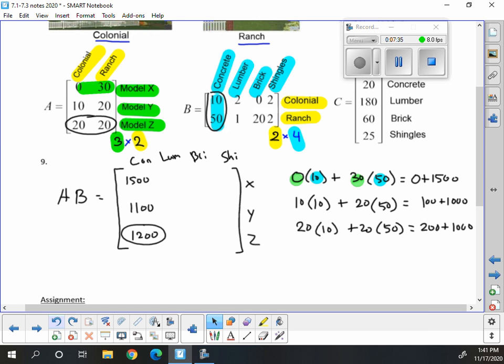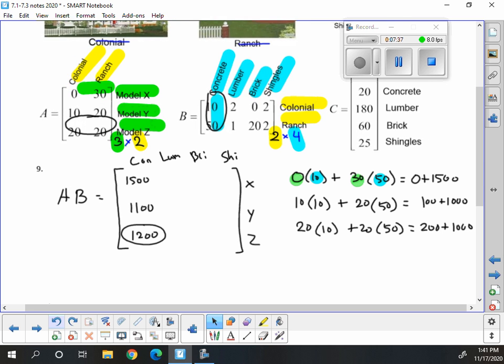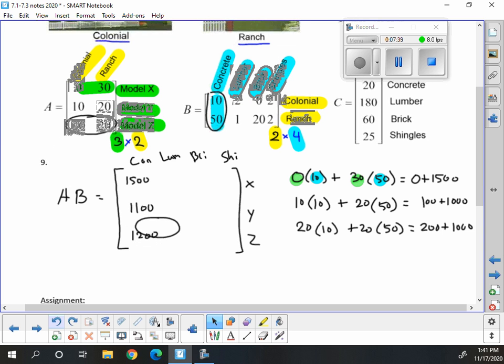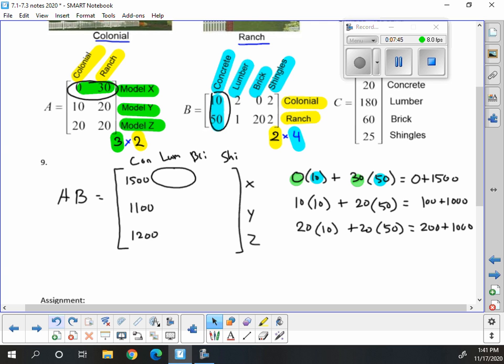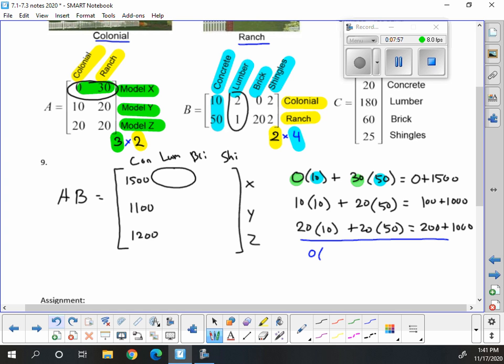Now, when I move to lumber, I've got to go back and repeat that for Model X, Y, and Z again. But now, I'm going to move over and talk about lumber. 2 units for colonial and 1 unit for ranch. So I've got 0 colonial times 2 plus 30 ranch times 1.